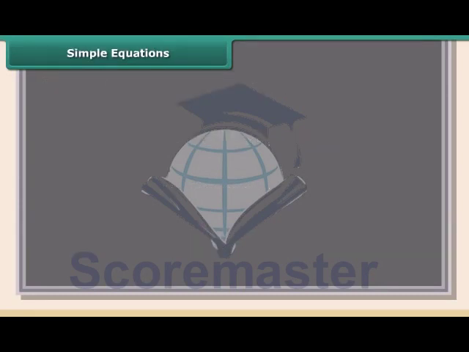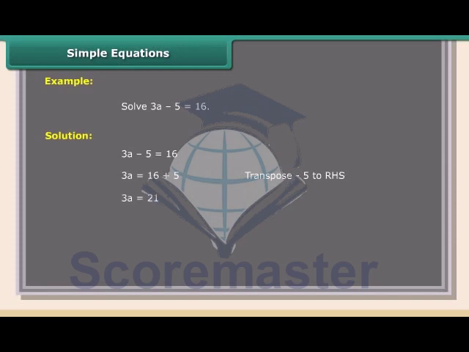Simple equations. Example. Solve 3a minus 5 is equal to 16. Solution. 3a minus 5 is equal to 16. 3a is equal to 16 plus 5. Transpose minus 5 to RHS. 3a is equal to 21. Simplify RHS. a is equal to 21 upon 3. Transpose 3 to RHS. a is equal to 7. Simplify RHS.